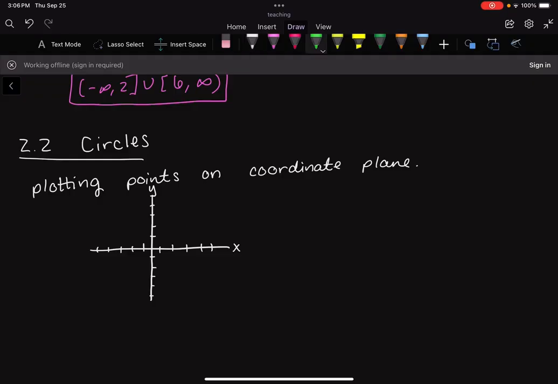So we go counterclockwise to count our quadrants. This is quadrant 1, this is quadrant 2, this is quadrant 3, and this is quadrant 4. In quadrant 1, we're going to see positive x's and positive y's. In quadrant 2, we'll see negative x's and positive y's. Quadrant 3, we see negative x's, negative y's. And in quadrant 4, we see positive x's, negative y's.